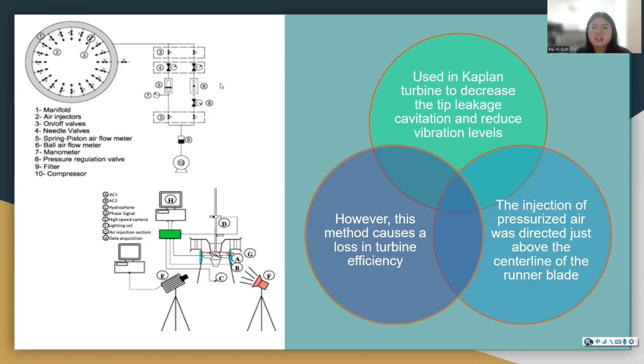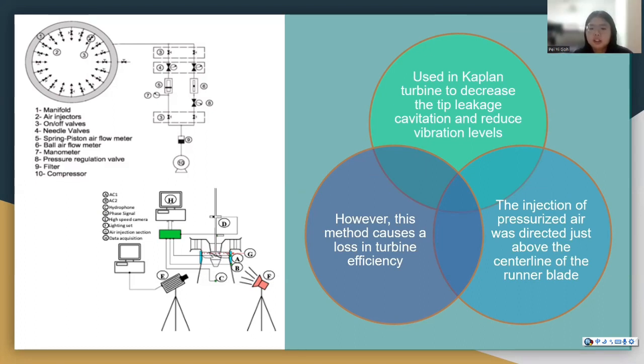directing pressurized air just above the center line of the runner blade to ensure a comprehensive assessment of the turbine performance. Various monitoring instruments, including an accelerometer, high-speed flow visualization tools, lighting setup, and a data acquisition system are employed for enhanced observation and measurement.